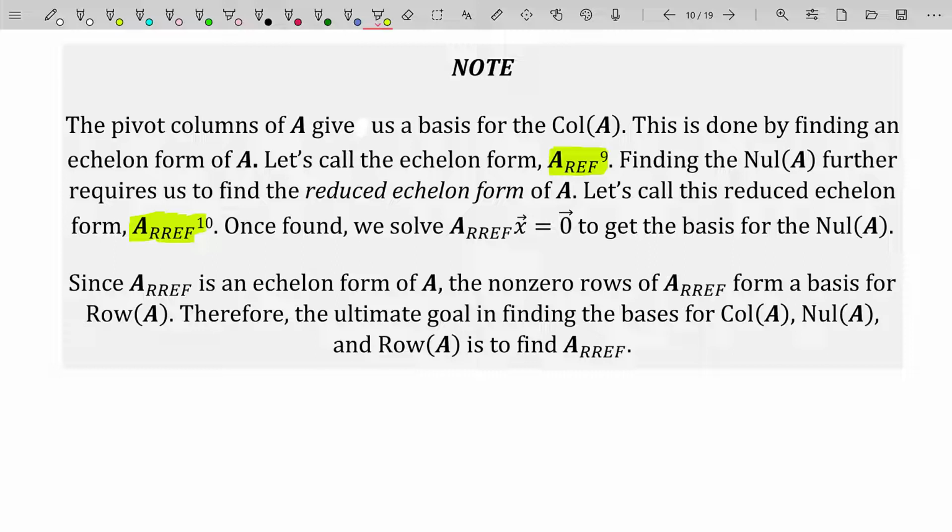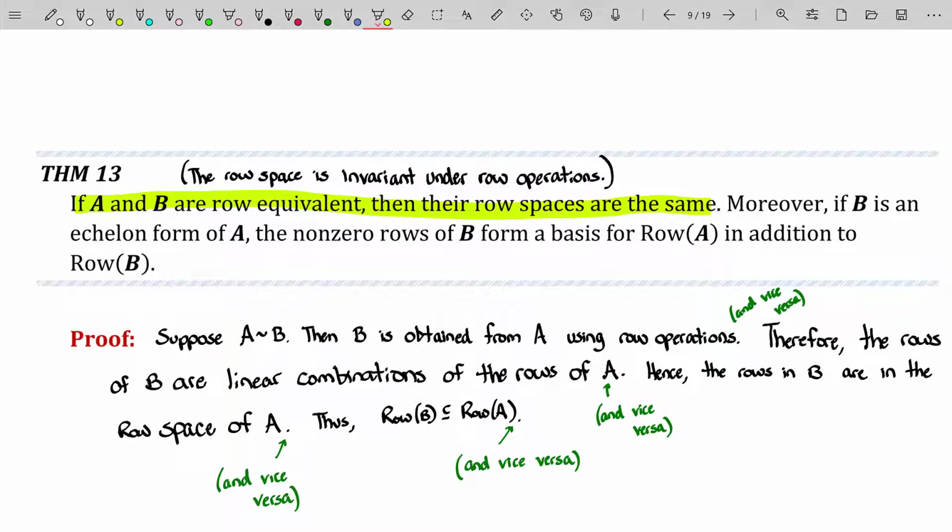Finally, since the reduced row echelon form of your matrix is, well, an echelon form of your matrix, the non-zero rows of the reduced row echelon form of your matrix give you a basis for the row space of A, and that's from a theorem that we just covered in the last video. This theorem right here: if A and B are row equivalent, their row spaces are the same. Also, if B is an echelon form of A, and by the way, B could be a reduced row echelon form of A, that's also an echelon form of A, then the non-zero rows of that reduced row echelon form of A form a basis for the row space of A.